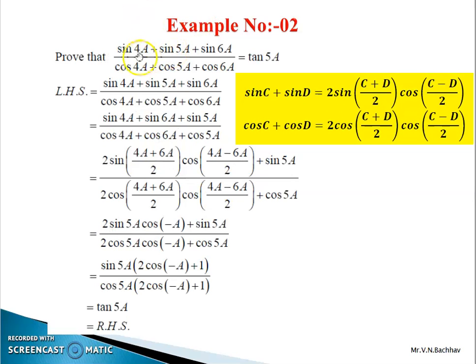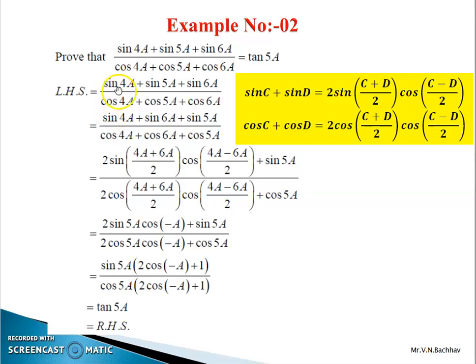Similarly, example number 2, prove that (sin 4a plus sin 5a plus sin 6a) by (cos 4a plus cos 5a plus cos 6a) is equal to tan 5a. Friends, first we interchange the terms.